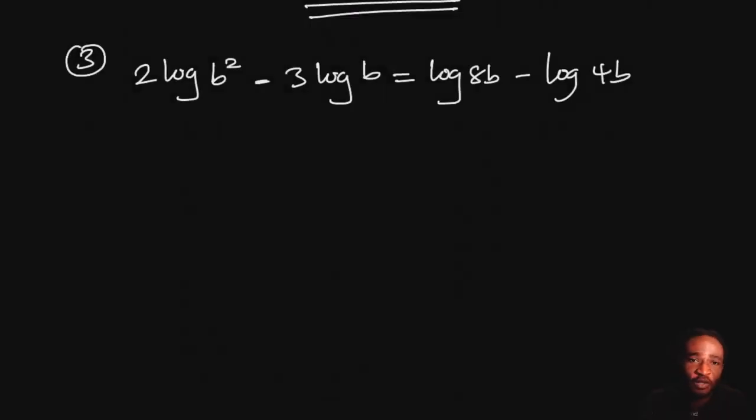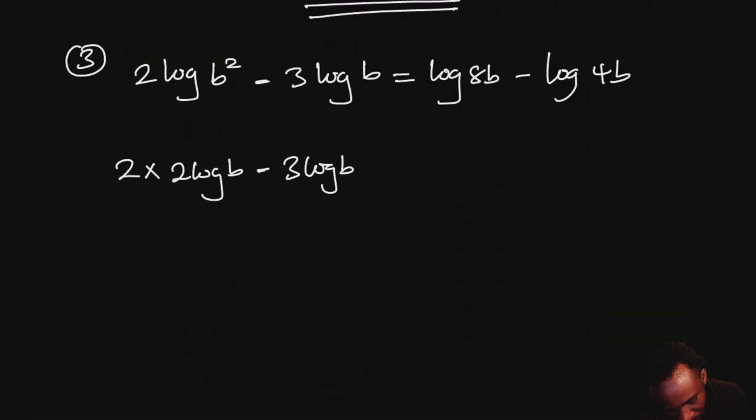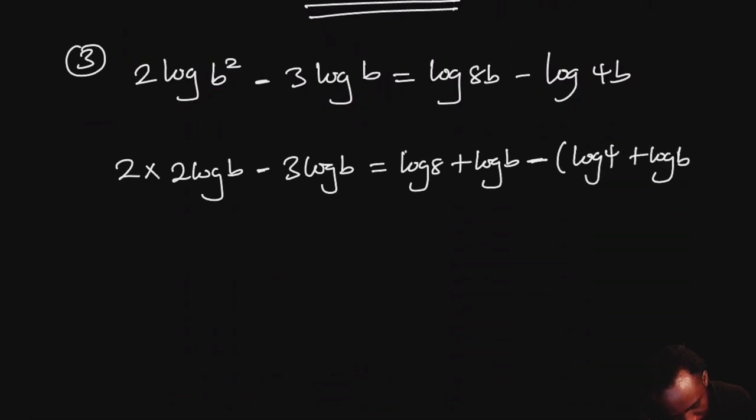All right, let us solve question 3 now. We are supposed to find b. So according to the power rule, we are going to drop this 2 all the way to this side to multiply the whole thing over here. So it's going to be 2 times 2 log b minus 3 log b is equal to, and we're going to use the multiplication rule over here to split these two. So we are going to make it log 8 plus log b, and then minus, because this minus affects the whole thing over here, we're going to put this into a bracket, log 4 plus log b.